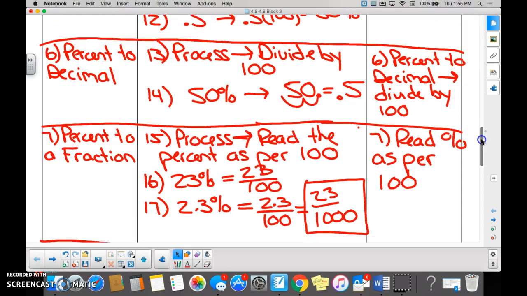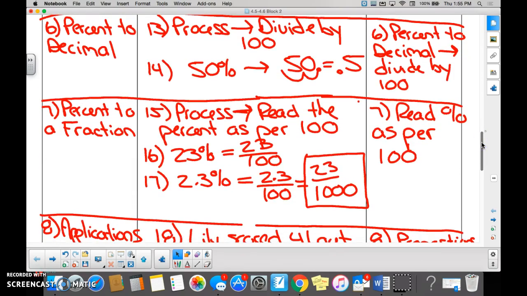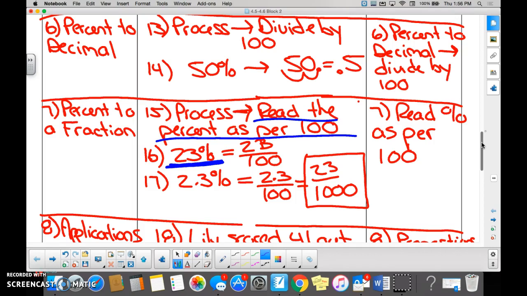Number 7. How do you get from a percent to a fraction? This is the tricky one. I'm going to not ask you, I'm going to tell you on this one. To get from a percent to a fraction, you read this number as 23 what? Now I'm asking you. Read the percent sign as per 100. So you're going to read this as 23 per 100, which is 23 over 100, right?